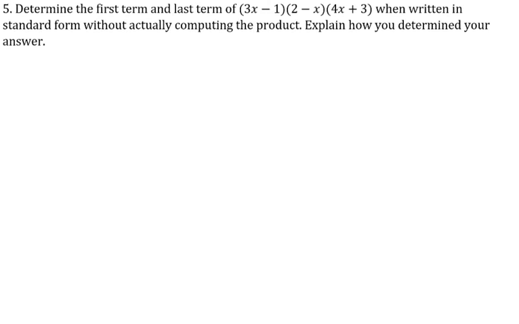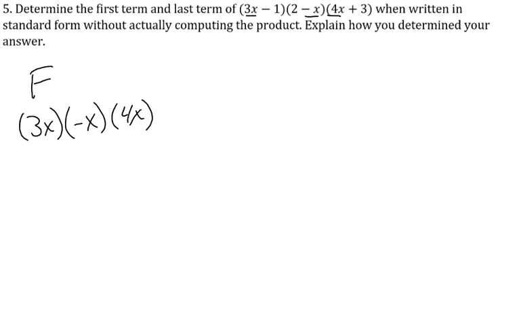Determine the first term and last term of this expression when written in standard form without actually computing the product. Explain how you determined your answer. So the first term I'm going to get from multiplying the x's in all of these binomials together. So the first term is going to be 3x times negative x times 4x. We get the highest power by multiplying the most number of x's together.